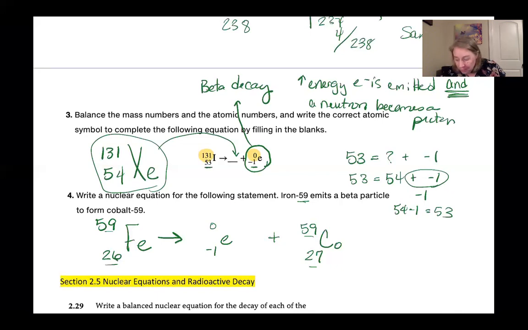Okay? So if you remembered, you could have thought to yourself, okay, a beta particle. I know a beta particle, right? One neutron becomes a proton, right? So that changes my number of protons. I lose a proton, so it's a -1, right? And you emit a high energy electron, but that electron has no mass, okay?